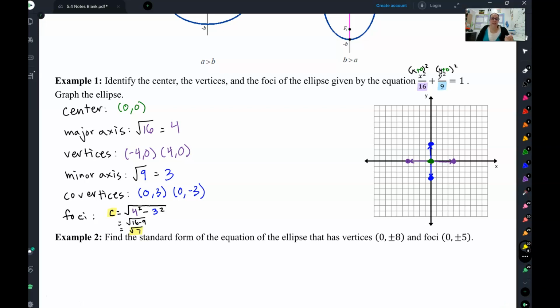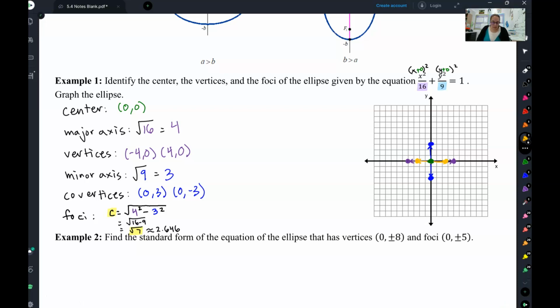And remember, your c always lies on your major axis. So I need to go square root of 7 out on the major axis. Now, knowing where square root of 7 is is kind of difficult, so I'm going to get that as a decimal, so it's a little easier to graph. It's 2.646. So I'm going to go 2.646 out on my major axis. And that gives me where my foci go.